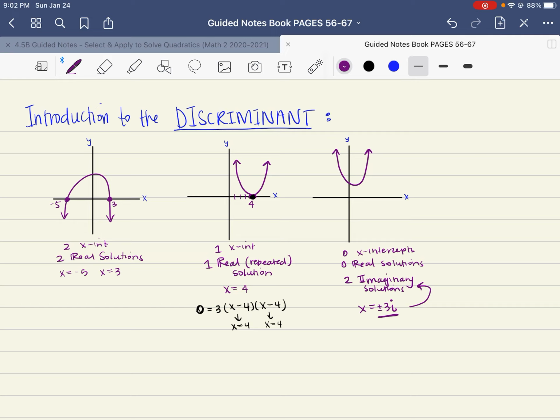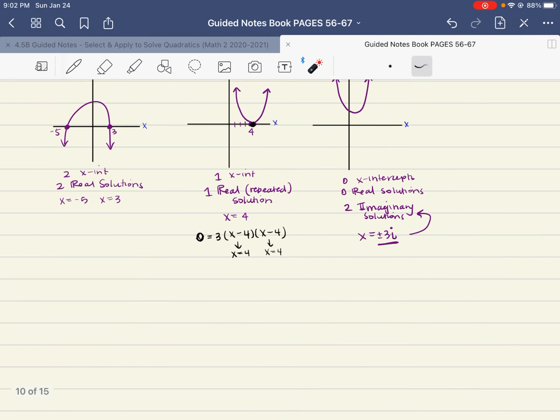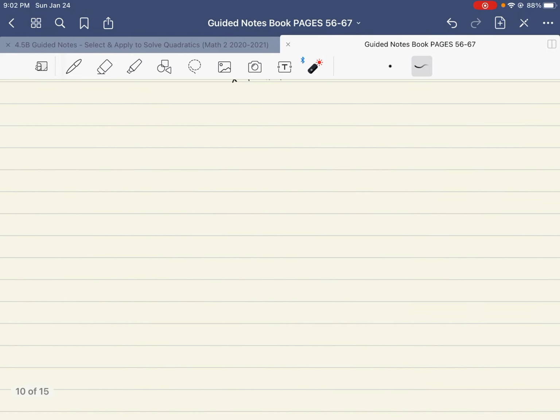So when we graph a function, that's the first way that we can tell the number, so 2 or 1 or 2, and the type, so imaginary or real solutions. That's what we talk about, number and type of solutions, okay? We can also tell algebraically using what we call the discriminant, so I'm going to define that down here.